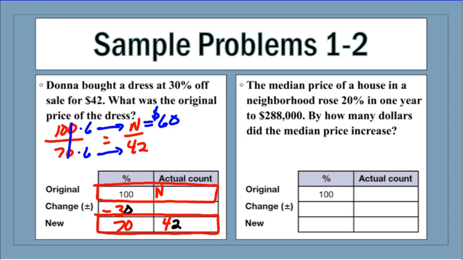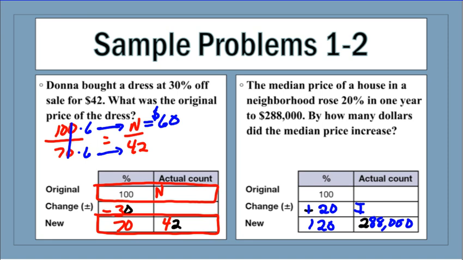The second problem: the median price of a whole house in a neighborhood rose 20% in 1 year to $288,000. By how many dollars did the median price increase? So it increased 20% in 1 year to $288,000. That means the new price is $288,000. Since it's a change, it rose 20%, so this is 120%. I need to find out how many dollars the median price increased. So I'm going to put an I here because I'm trying to find the increase.